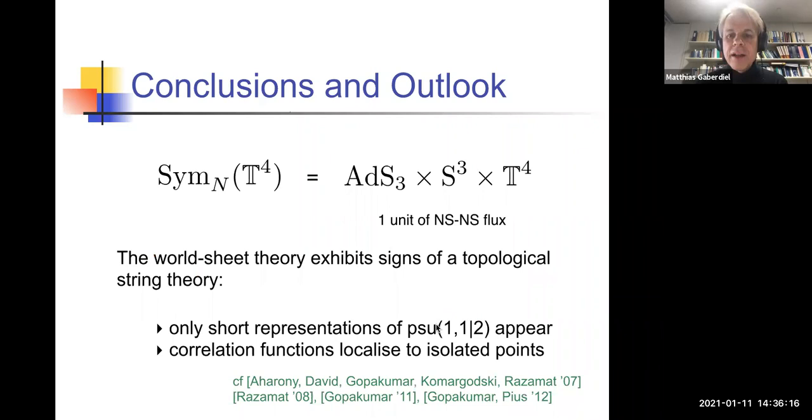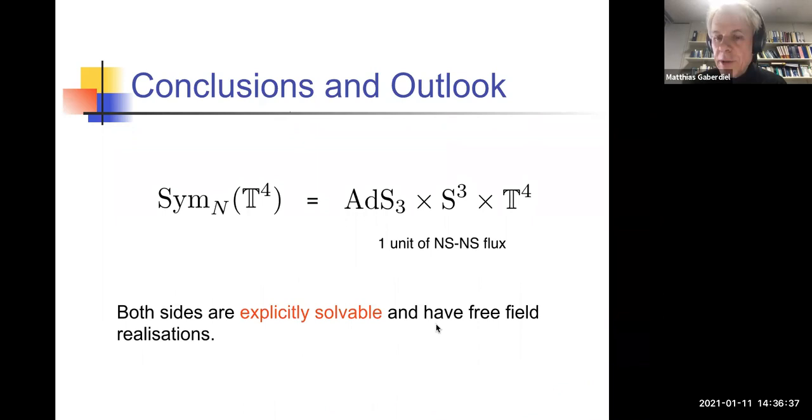Then the worldsheet theory exhibits signs of a topological string theory. There are only short representations of PSU(1,1|2) that appear. That feels a bit like topological. This correlation function has this funny delta function property. So this probably is some sort of topological sector that characterizes this. Both sides are explicitly solvable. They have free field realizations. So this is an example where you can test this to an enormous degree of detail and analyze all sorts of aspects of it.